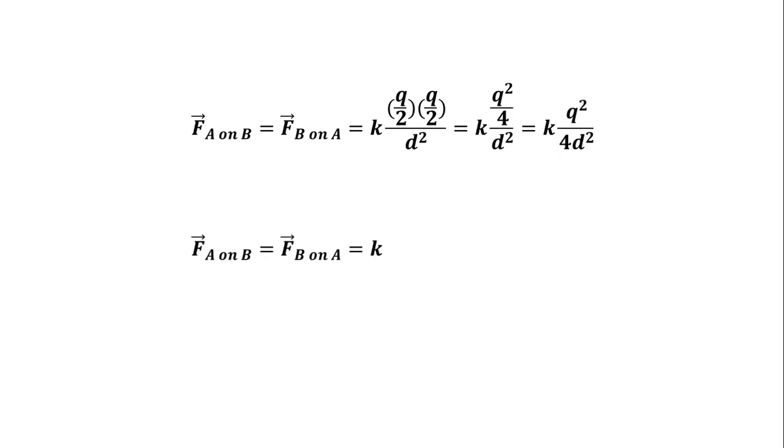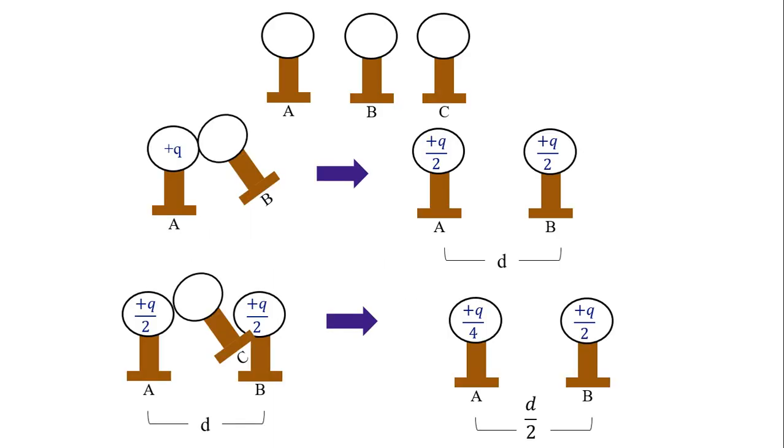Now we're on to the second part, which is A on B, B on A. We know there's the constant k, only this time we've got Q over 4 and Q over 2 divided by d over 2 squared. Huh? Whoa. Just slow down. Look. Q over 4, Q over 2. The distance is d over 2.